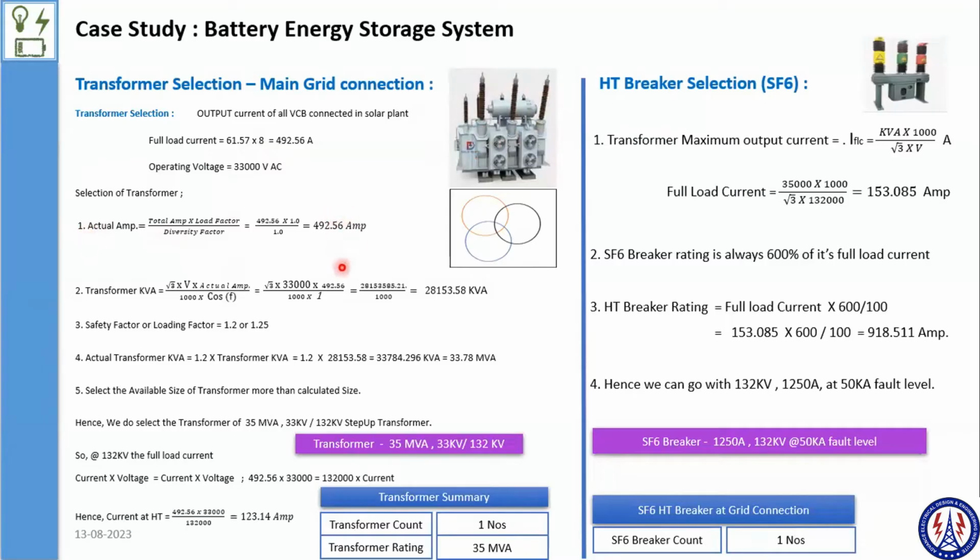So doing the principal calculations again, loading and all, 33.78 MVA, including your 1.2 factor like overloading, not more than 80%. So that would be a 35 MVA transformer. Okay, a 35 MVA transformer you do require. The bigger transformer of 35 MVA capacity, and that is a single transformer you do require.